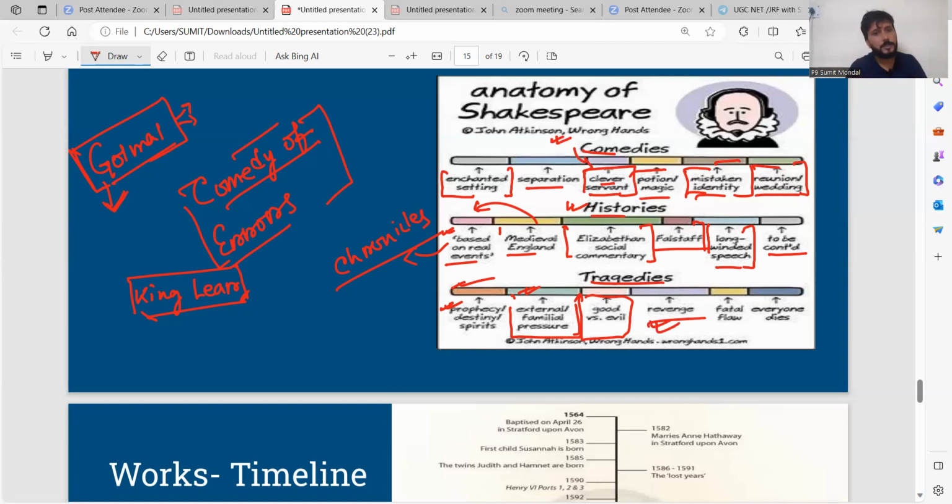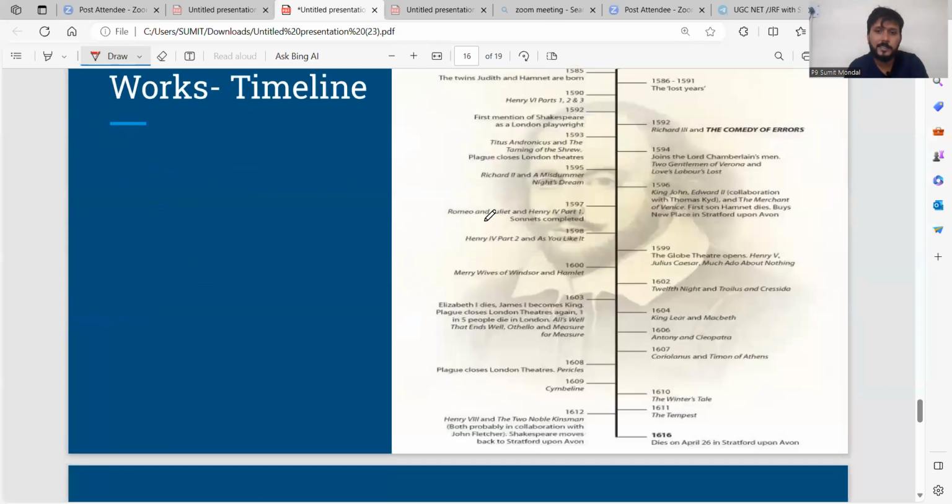Revenge. So most of the Shakespearean tragedies are the revenge tragedies. Another sort of tragedy that you can find, always a revenge one, is called Senecan tragedies. Okay, the early Roman tragedies. Thomas Kyd's writing, The Spanish Tragedy, is also a kind of Senecan tragedy. Okay, very important. Then fatal flaw, and everyone dies. Not everyone exactly, but you can see a lot of important characters dying.